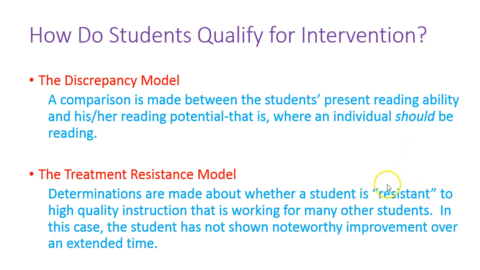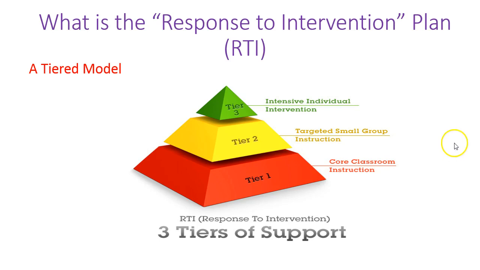However, you can see that these two models, if we stick with just these, are going to identify a whole bunch of kids as needing quality intervention. So what was happening was that a whole bunch of students were being over-identified for special education classes who really did not have true special education needs. So several years ago, the response to intervention plan came into play.